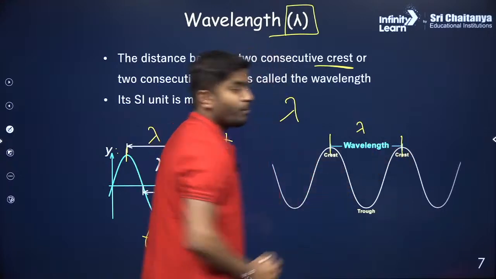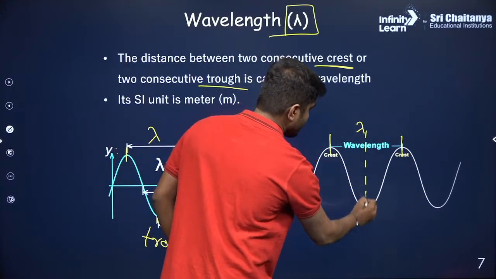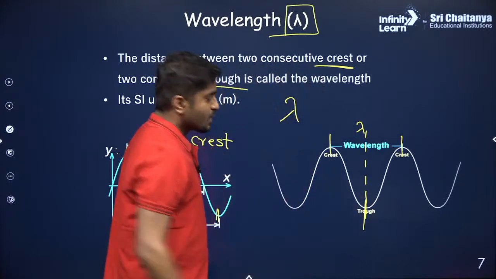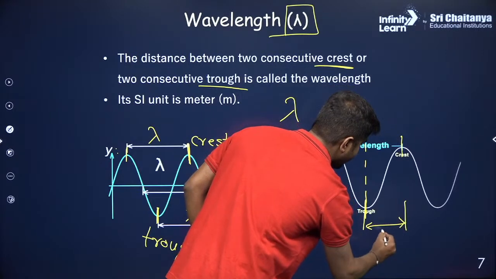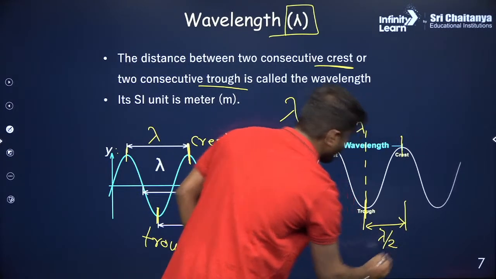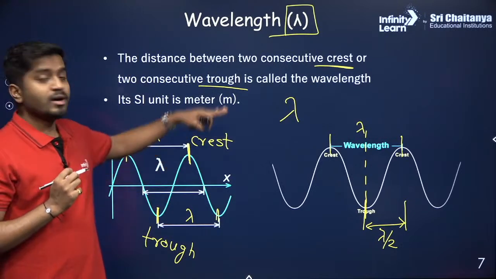So what is the midpoint of these 2 points? The midpoint is somewhere here, which is our trough. So the distance between a trough and a crest is going to be lambda by 2, or half of the wavelength. Okay, so this is the wavelength.